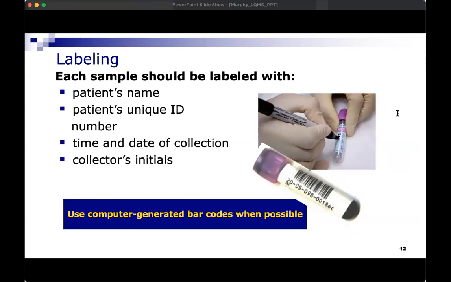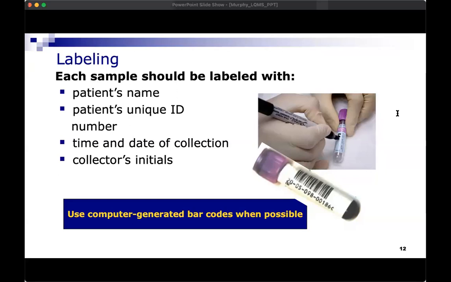But we also realize that a lot of the time these sample collection containers are really tiny, and sometimes it can be difficult to get all of this information on there. So it's really important as a lab that you set your requirements, and again, make those requirements really clear. Also think about what you're labeling with.